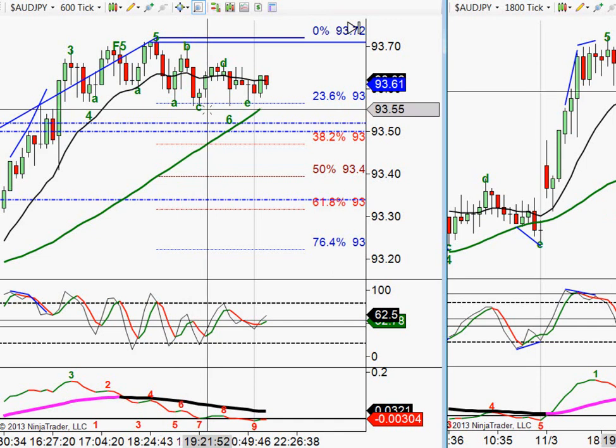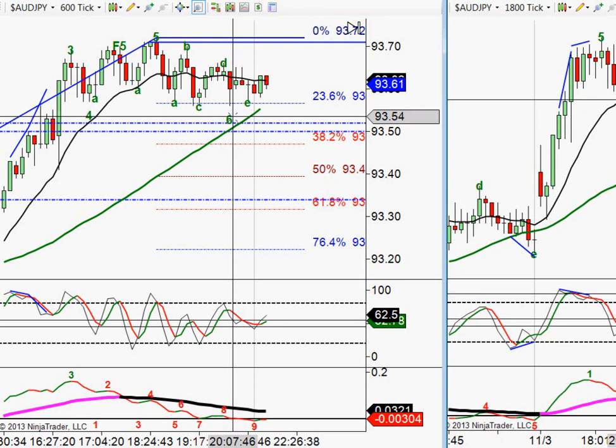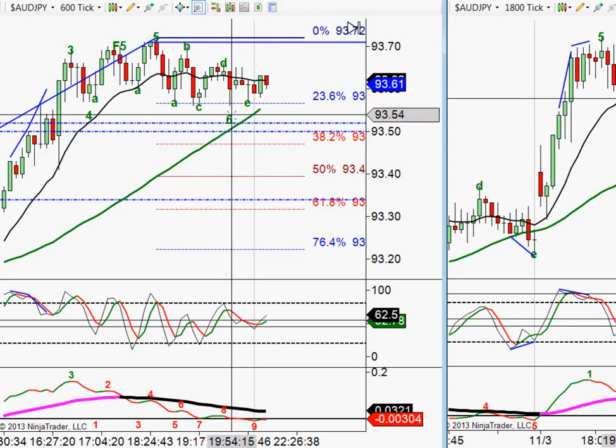Here would be another opportunity to take a reload pattern, 7 waves down on MOM on the 600 tick chart. But again, look at your longer term chart. Nope, you're not triggered into that trade, or the trade's not confirmed on the longer term chart. So can't take it, so we would still stay in our short. It's not really going anywhere.